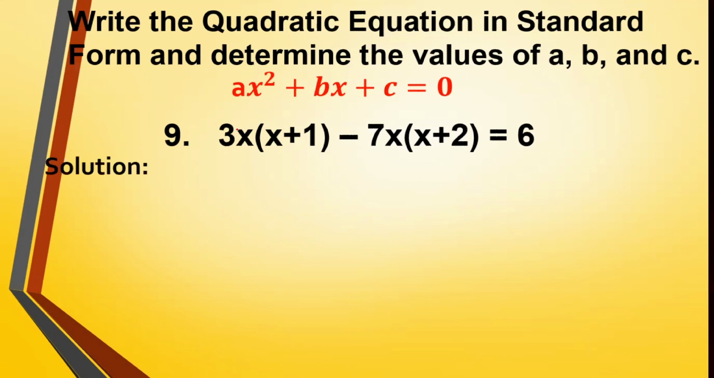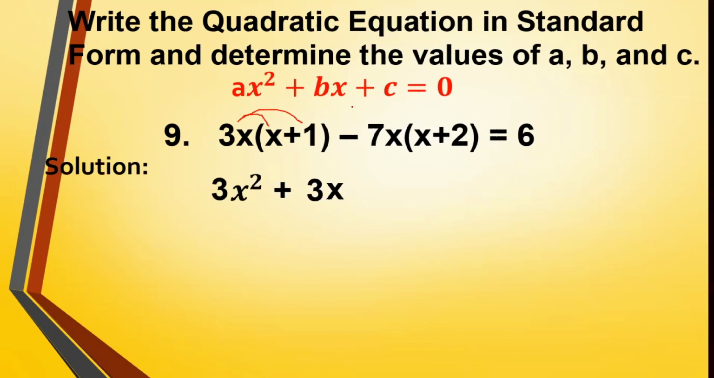Okay po. So 3x times x, what's the answer po? 3x squared po. Okay, very good. 3x squared. How about sa 3x times 1? Positive 3 po. Oh, oops, may nakalimutan tayo. 3x times 1. Positive 3x po. Okay, very good. Positive 3x.